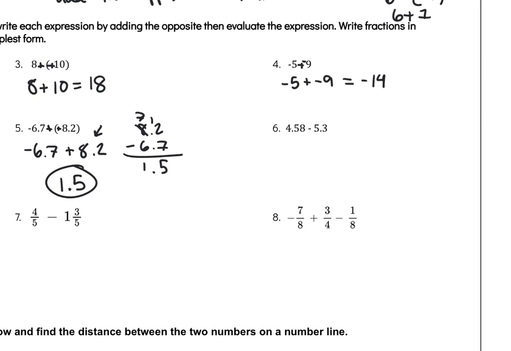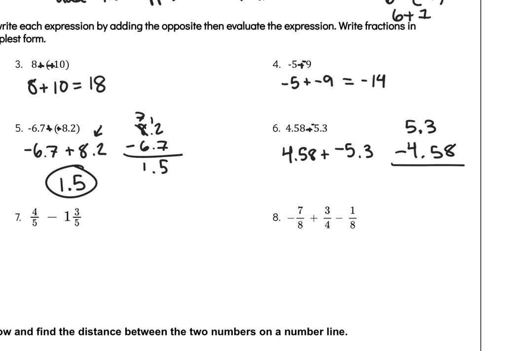For number 6, okay, we're going to keep this. I have a subtraction sign, so I'm going to add the opposite. So I'm going to add -5.3. I have a positive and a negative. We're going to take our bigger value and subtract our smaller value from it.